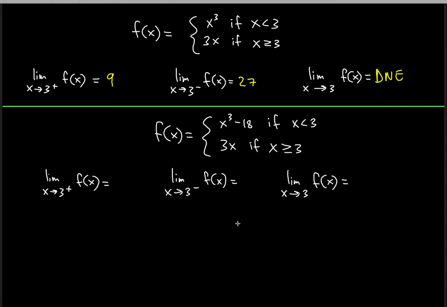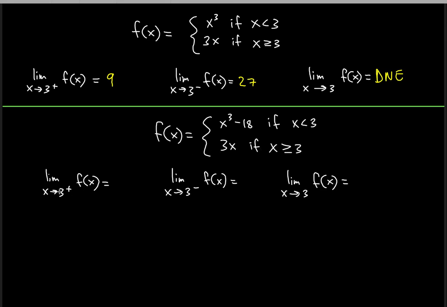Now in the next example, this is going to be pretty much the same, except that they're tweaking the top function. The top piecewise function, they're revising. Instead of x to the third, they're writing it as x to the third minus 18. And why are they doing that? Let's see. So we're going to be using the same function for the right-sided limit, because obviously that didn't change, right?